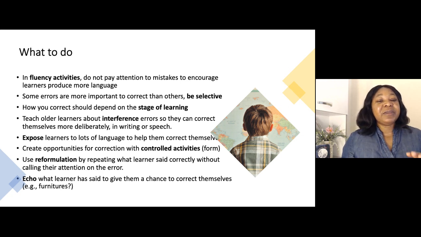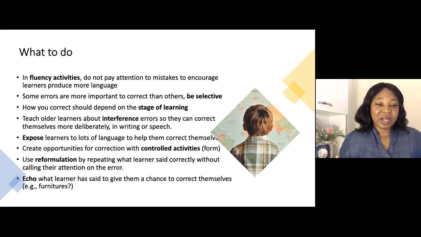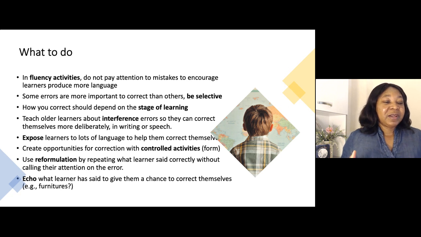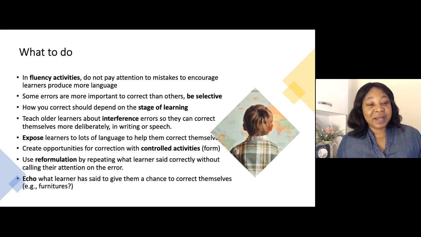Teach older learners about interference so that they can begin to self-correct. Expose learners to a lot of language to help them correct themselves. The more English they are exposed to, maybe listening to TV programs spoken in English, reading books, listening to songs, their language becomes richer. And that's why today we have little kids who are speaking with American accents and they've never been to America. Why? They've been listening to English from American cartoons.